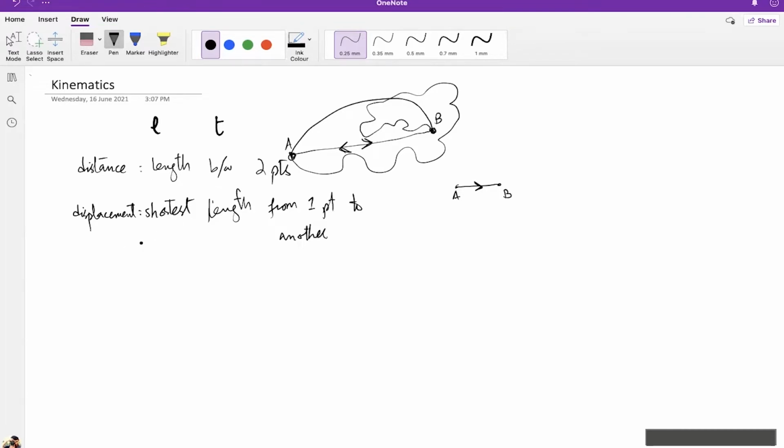And that is the main point here, that displacement is a vector, distance is a scalar. So distance does not have a direction. By the time you give distance a direction, then it becomes a displacement. So what's displacement? Displacement is nothing but distance with a direction.